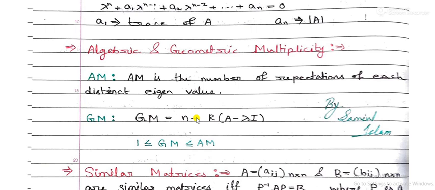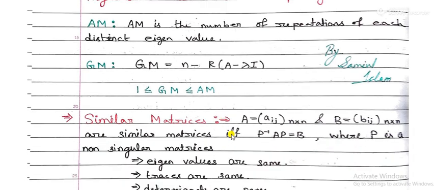And geometric multiplicity is defined as n minus rank of (A minus lambda I). This is the basic and compulsory condition of algebraic and geometric multiplicity: 1 is less than or equal to GM, which is less than or equal to AM.